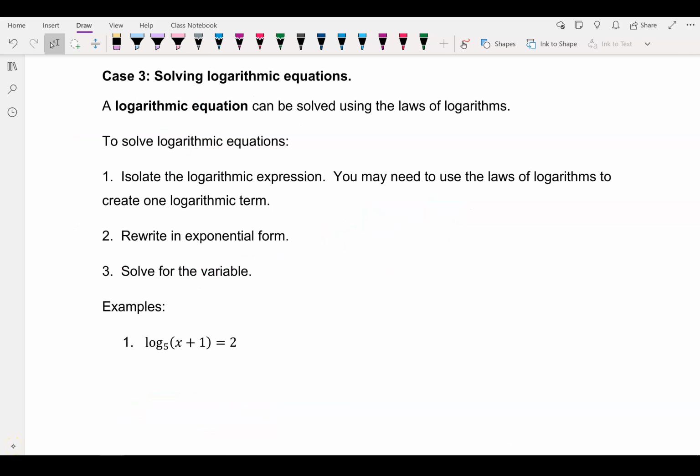So this next topic is very similar to the previous one. In fact, it's case 3, you'll notice, and then we're going to solve logarithmic equations. So instead of exponential equations, where the exponents are up top, we're going to be dealing with things like this, which have the variable inside the log instead. So a logarithmic equation can be solved using laws of logarithms. Once again, that really shakes down to product rule, quotient rule, and power rule.